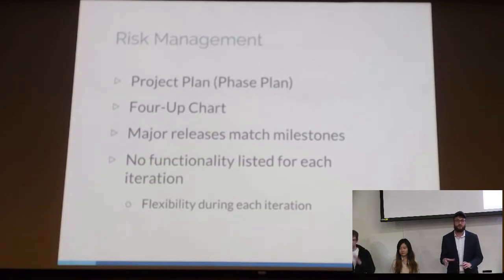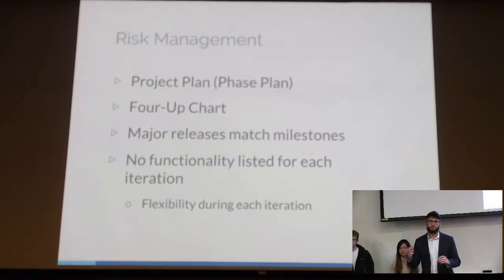And finally, for risk management, RUP is very strict with how you handle risk management. They have a formally defined phase plan, which we've taken most of the elements out of and incorporated into our project plan. Otherwise, the four-up chart is very useful, and all of our major milestones, especially for the software engineering department, align perfectly to our releases so that we don't need to worry about mixing up when things are due.